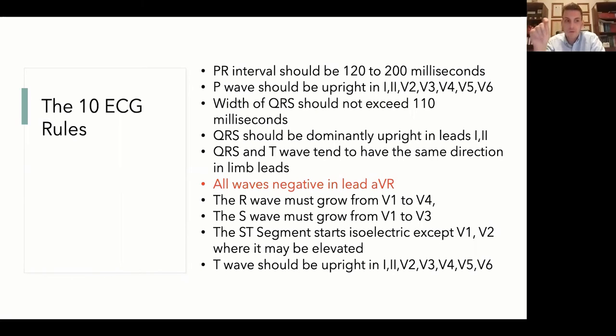And remember, why do we care? Because this will be a sign of myocardial infarction, while the T wave should be upright in leads 1, 2, and V2 to V6. So, take home notes from these 10 rules. The AVR lead can be negative, and keep this in mind. The QRS and the T wave should have the same direction in limb leads, and the width of the QRS should not exceed 110 milliseconds.